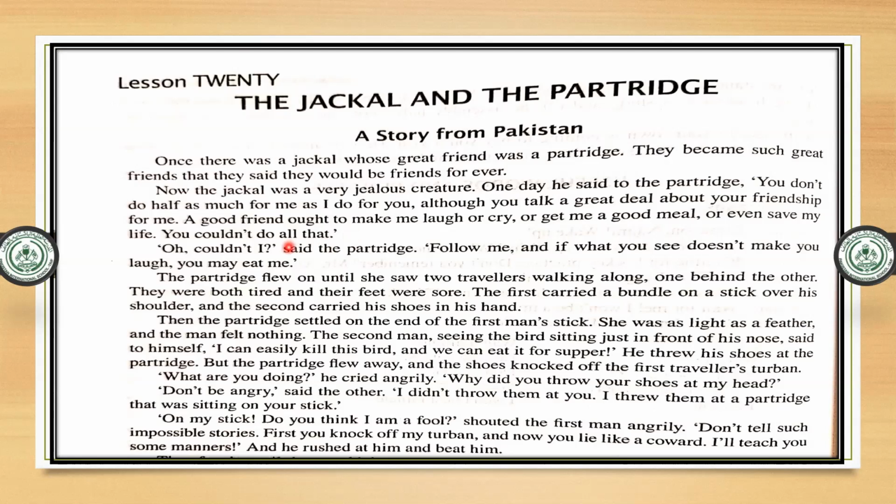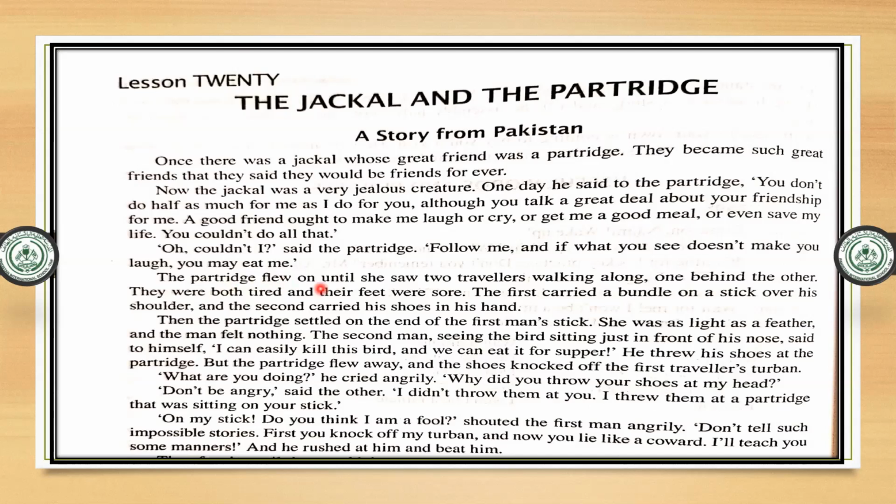"Oh, couldn't I?" said the partridge. So the partridge says, I never did like this. "Okay, follow me. I'll do this now for you. And if what you see doesn't make you laugh, you may eat me." It means the partridge told the jackal that now I am going to make you laugh, and I will do it. But if I can't, you can eat me.